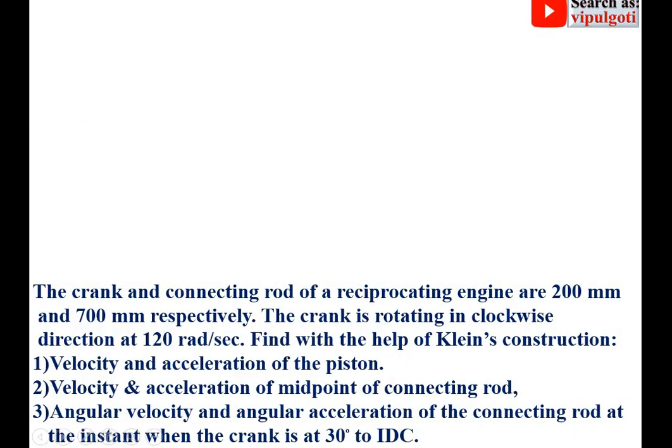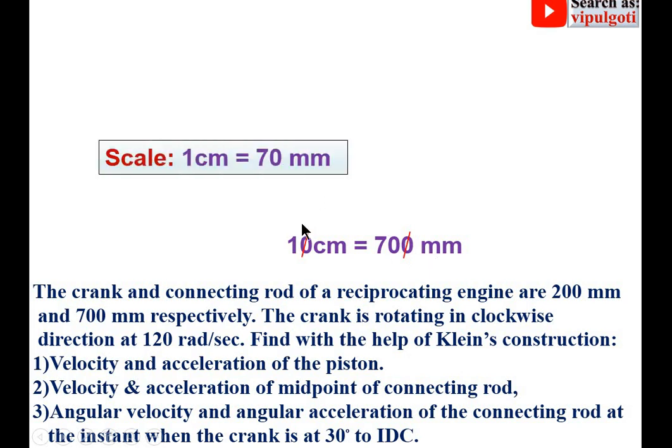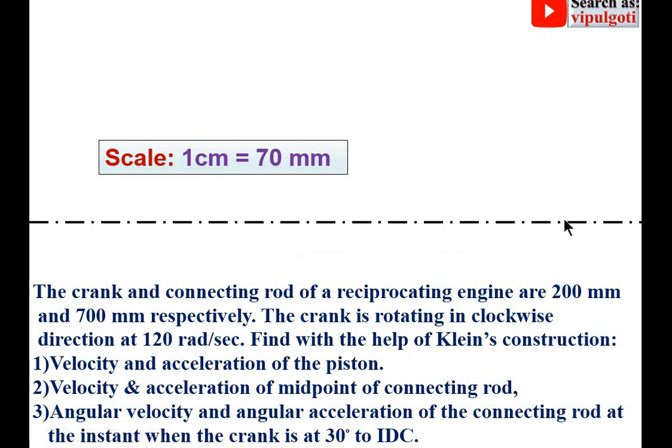This is the description. Now first of all you have to draw the space diagram according to the description, so you have to take the scale. It is very simple to decide the scale. Find the maximum dimension. Here you can say 700 mm. So take 10 cm equal to 700 mm. The zeros will be cancelled, so your scale is 1 cm equal to 70 mm. It is a very simple method to decide the scale of any problem related to Klein's construction, so that you can draw the space diagram.